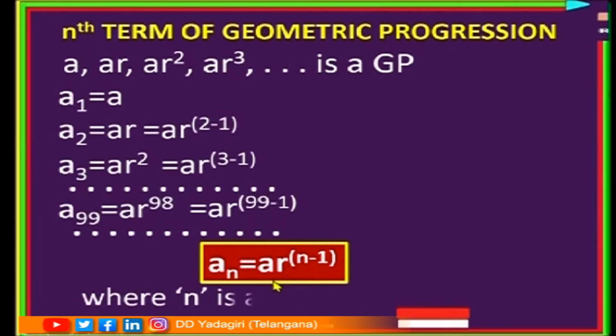Here n should be a natural number. That means the first term, second term, third term, fourth term are natural numbers. n should not be a fraction, and n should not be negative. It should always be a natural number.